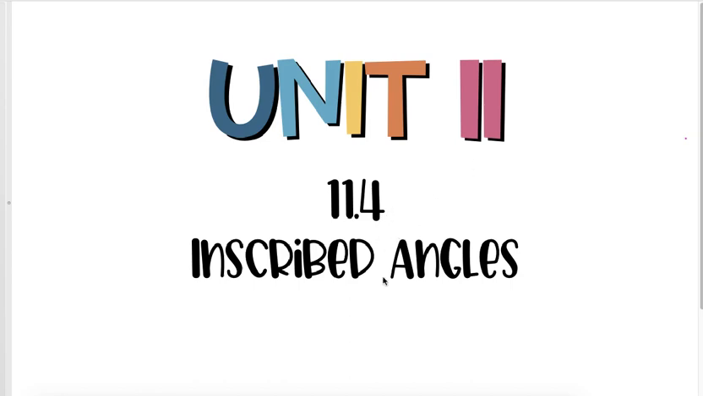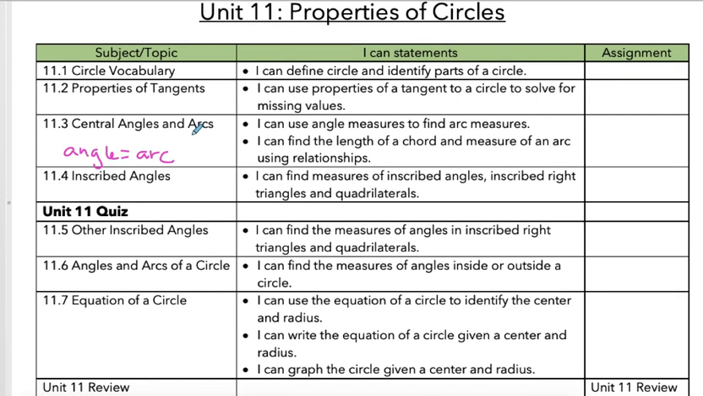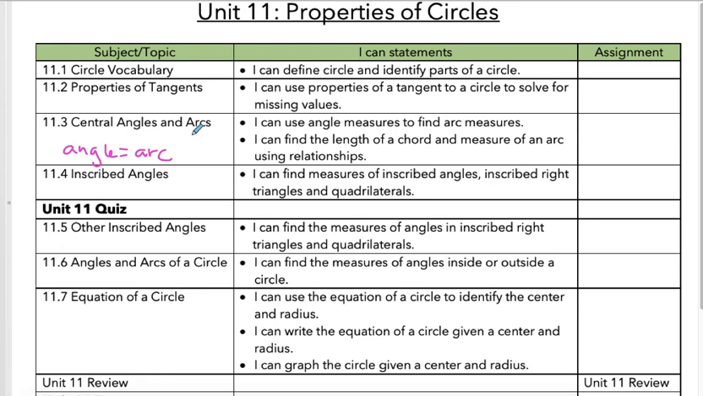Unit 11, Section 11.4. Today we're going to look at a new type of angle called an inscribed angle. Previously we looked at central angles, where we said the angle equals the arc. Now we're going to look at inscribed angles. This is going to be a different relationship, looking at where those angles are and how we find their measures. We'll spend 2 days looking at inscribed angles, so 11.4 and 11.5.